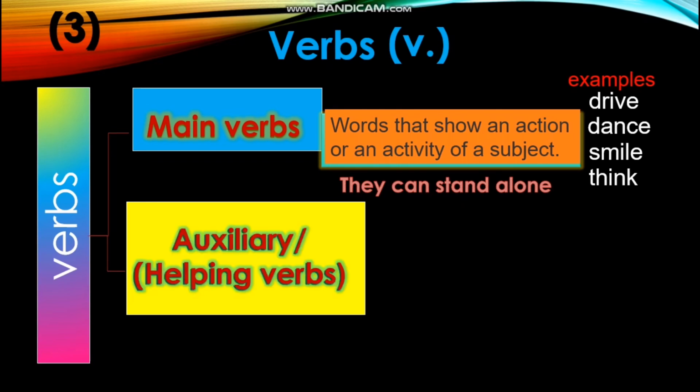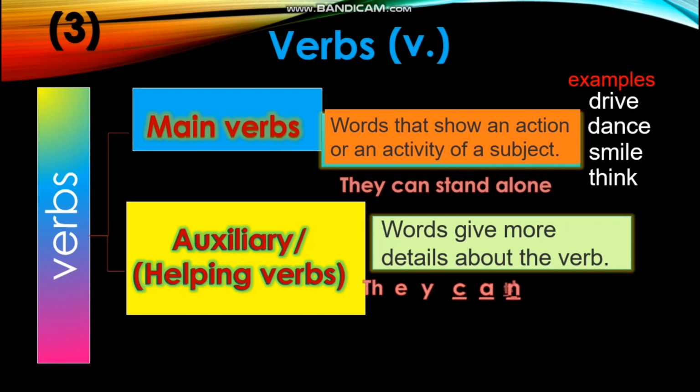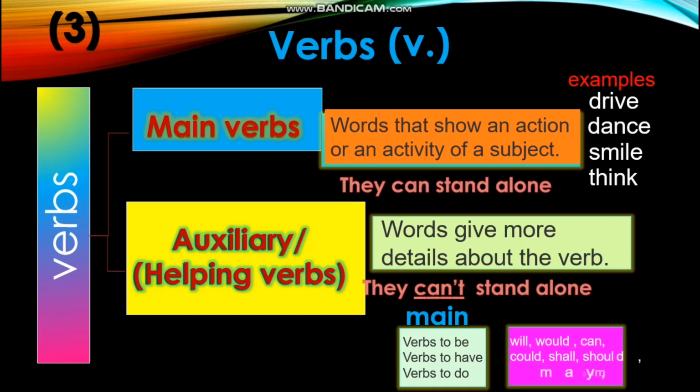Auxiliary verbs. The auxiliary verbs are helping words. They give you more details about the verb. They cannot stand alone. They need another main word for their existence. Examples: verbs to be, verbs to have, verbs to do. These are main auxiliary verbs. Will, would, can, could, shall, should, may, might, must. These are modal auxiliary verbs.